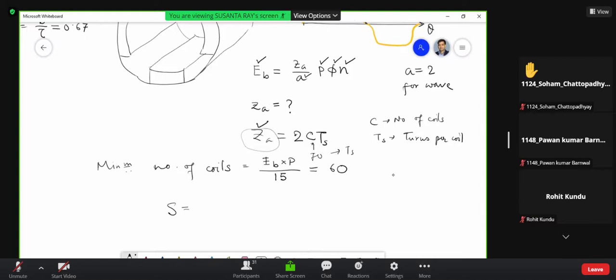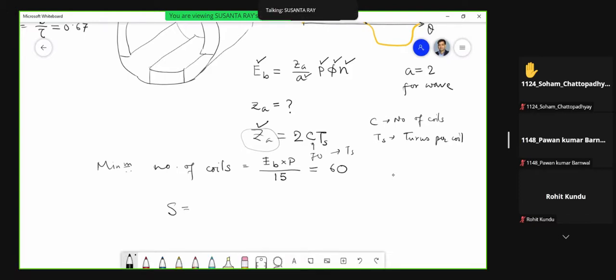So that can be 2, that can be 4, that can be 6, because it is basically a double layer winding, isn't it? There will be 2 layers. So you can take 2, or 4, or 6. Accordingly, you have to find out how many coil sides are possible. Got my point?